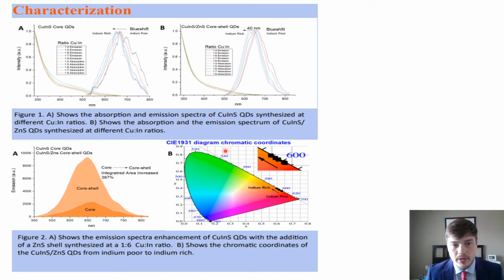Another thing that I would like to point out is that as you add the zinc shell, you get this enhancement in your photoluminescent spectra. You can see that when we add the zinc shell, our photoluminescence increased by 387%, or the integrated area increased by that much.